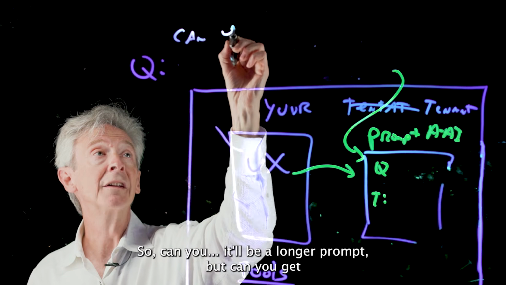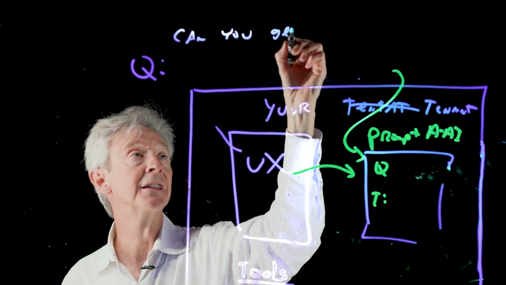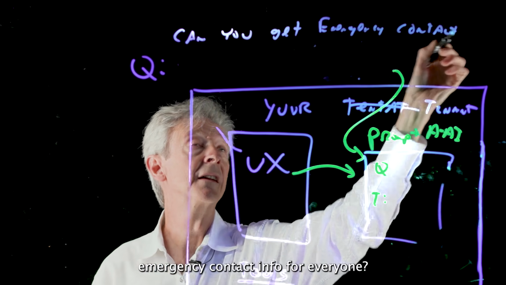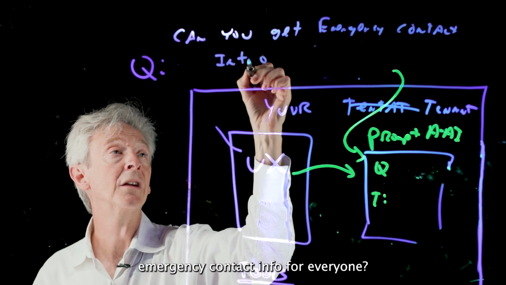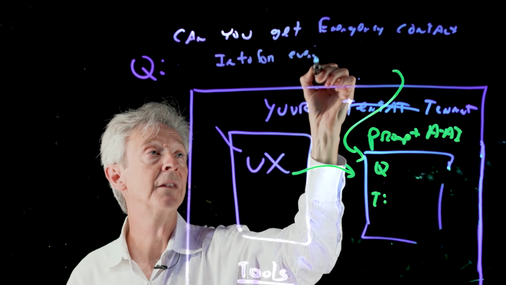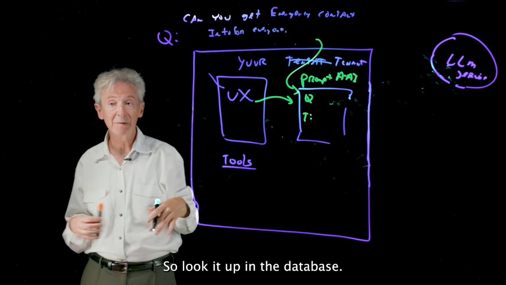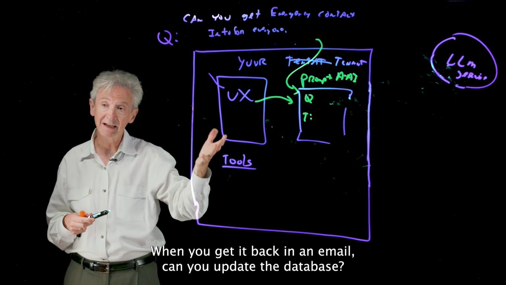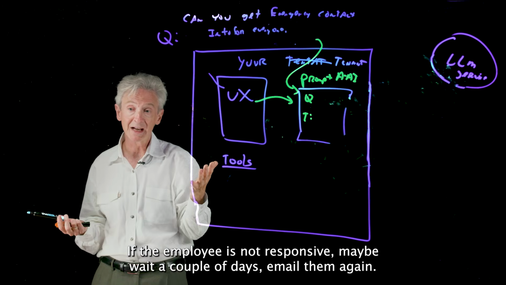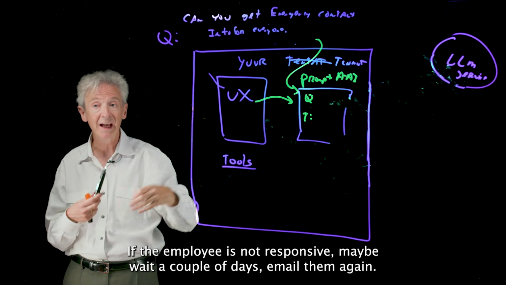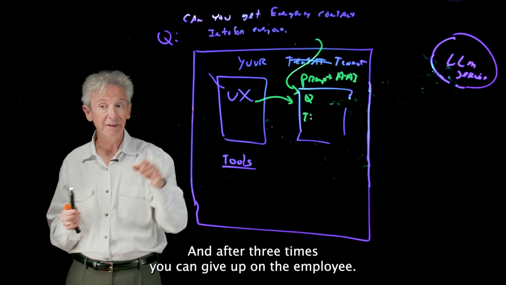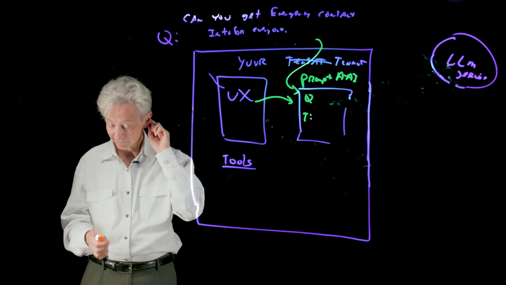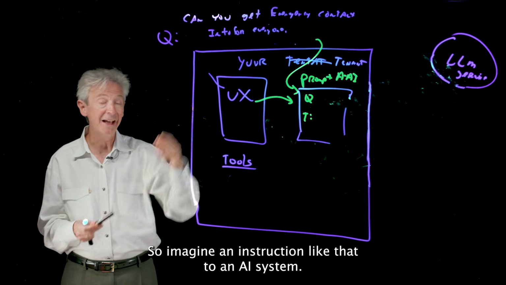It'll be a longer prompt, but can you get emergency contact info for everyone? Look it up in the database. If it's not there, can you email the employee and ask them for the information? When you get it back in an email, can you update the database? If the employee is not responsive, maybe wait a couple days, email them again. And after 3 times, you can give up on the employee. Maybe they're not willing to provide it. That kind of thing. So imagine an instruction like that to an AI system.